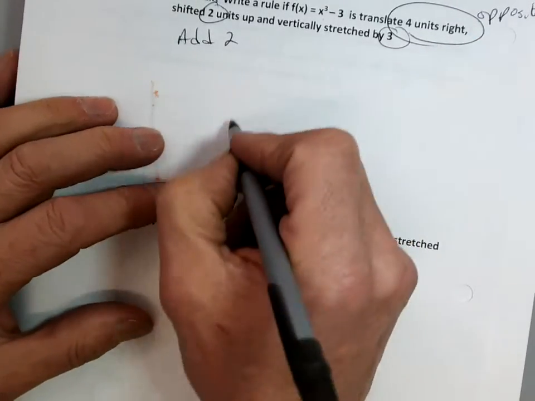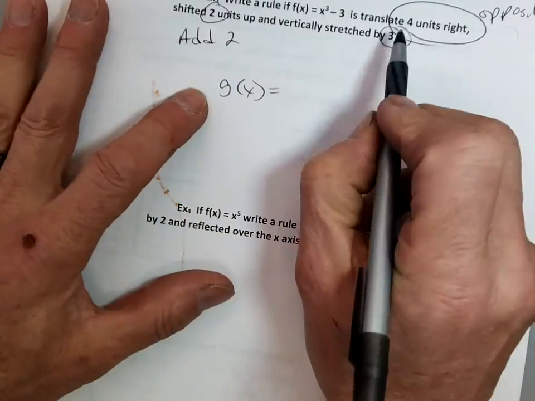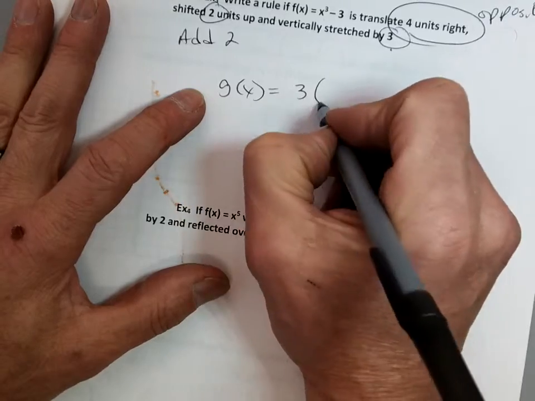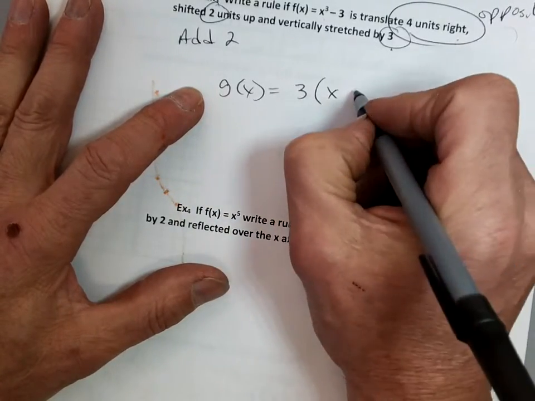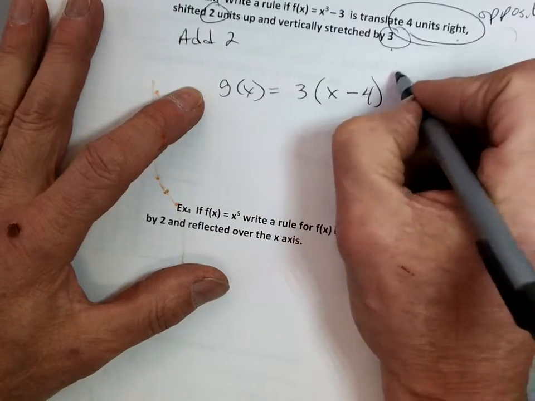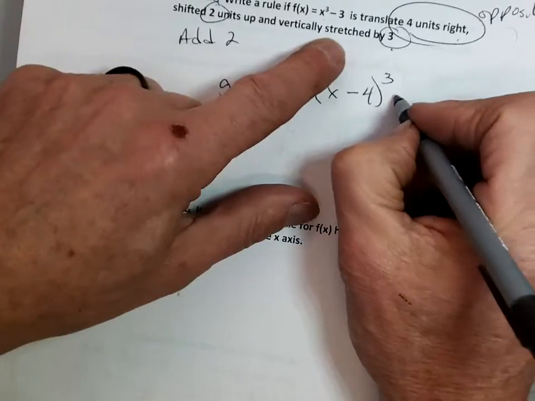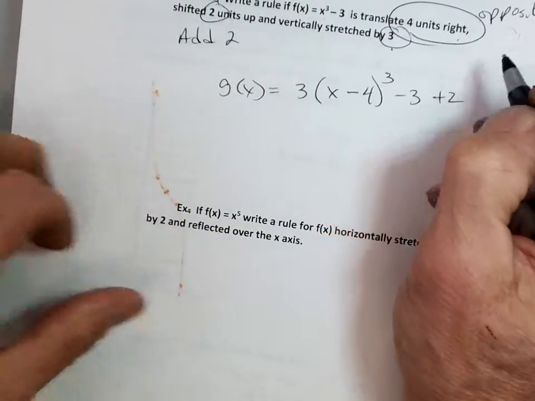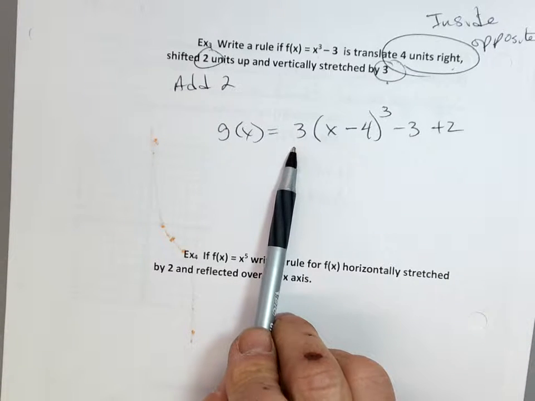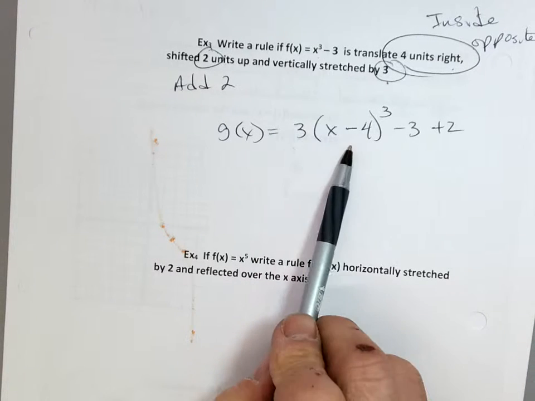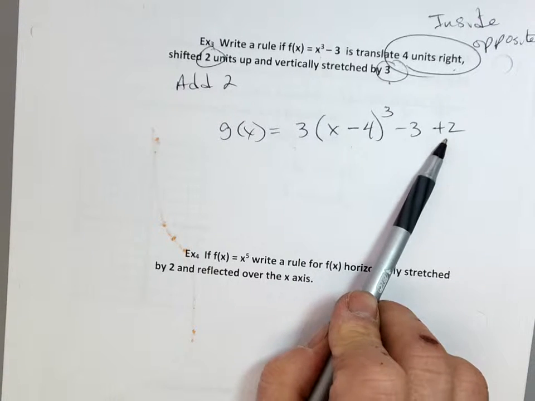So my new graph is going to be g of x equals, you ready? I'm going to stretch it by 3. I'm going to translate it 4 units to the right, so I'm going to make it an x minus 4 cubed, right? Cubed, it's still an x cubed. Minus 3, but I'm going to add 2. Okay, I'll back up and let you see what I've done, okay? So I've stretched it by 3, okay? I moved it right 4. I took the graph and brought it down 2, okay?